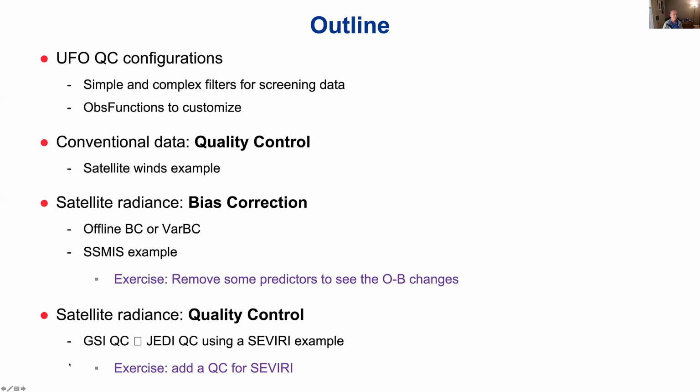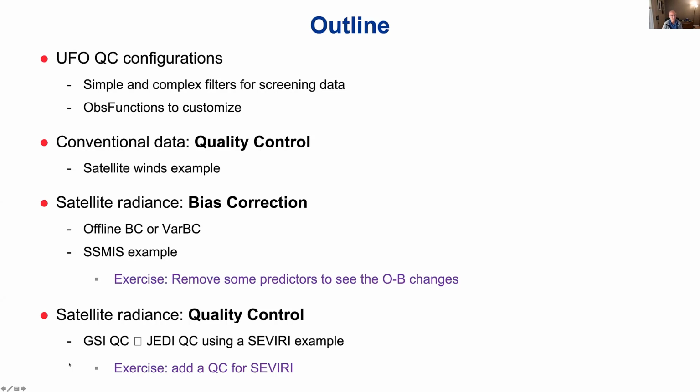Okay, so the outline of the talk is here. We're going to go over some QC configurations that some are simple and some are more complex for screening the data. Then the OBS functions, we're not going to obviously go through every one of them, but I'll give you a flavor of some of those. We'll start out with conventional data.